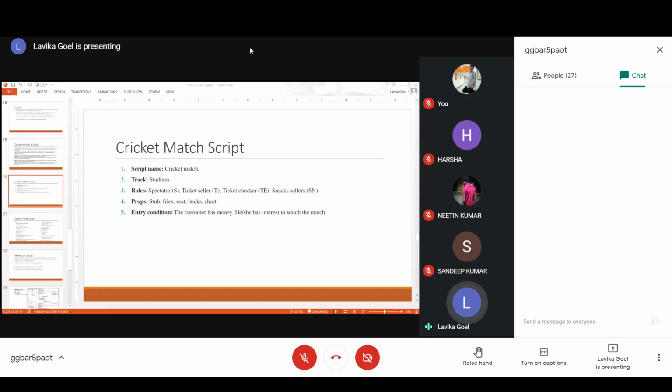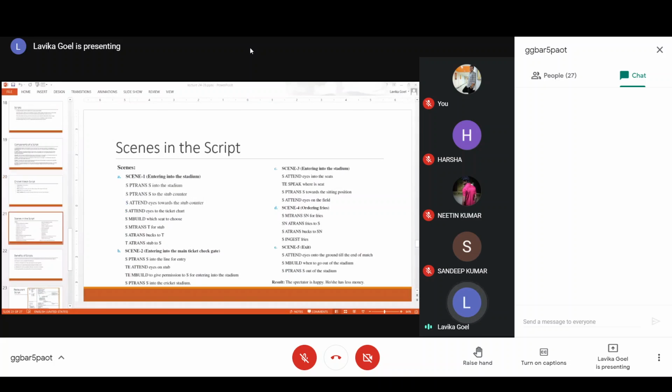So first of all, the person will enter into the stadium, then he will enter into the main ticket check gate. So we have created a scene number 2 for entering into the main ticket checking gate. Then a scene number 3 for entering into the stadium. So first of all, that person or the customer will enter the stadium, then he will go to the ticket checking lane. He'll buy the ticket, go to the ticket checking lane. Then after he gets the clearance from the ticket check, he will enter the stadium, right?